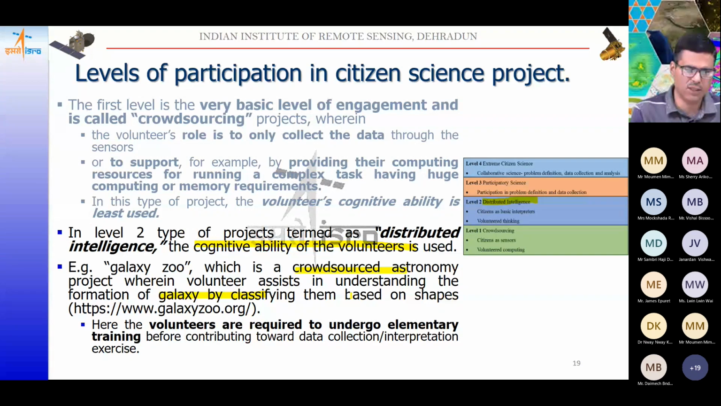One thing that you'll also recognize is that once we say the thinking ability or the cognitive ability of the volunteers is being used, the volunteers are also required to undergo some elementary training before they can contribute towards the data collection and interpretation exercise.